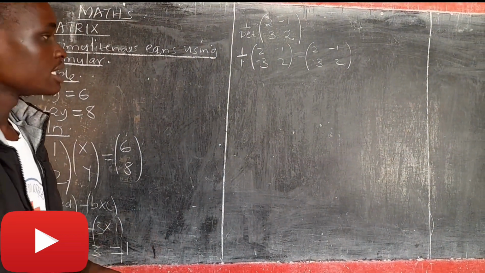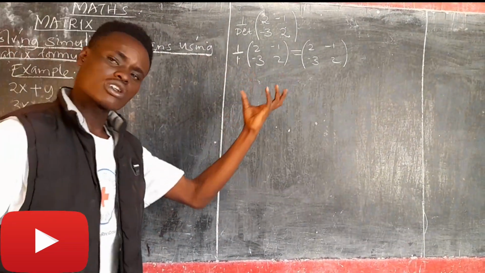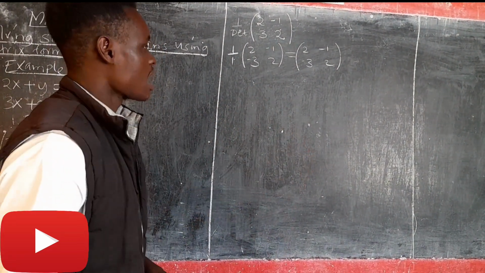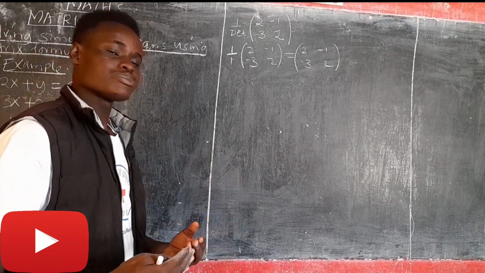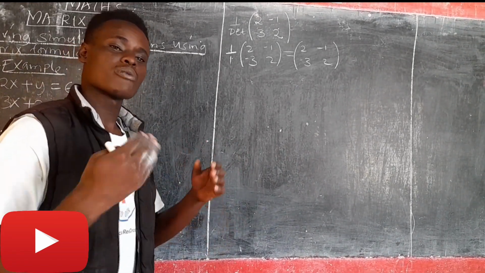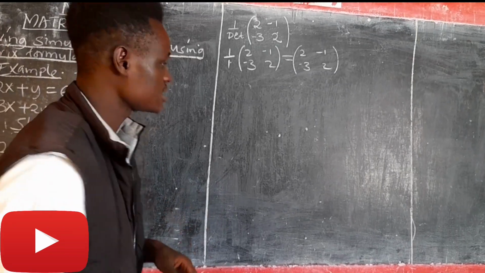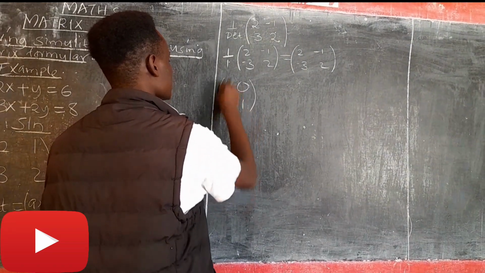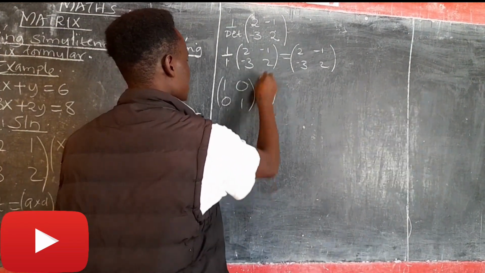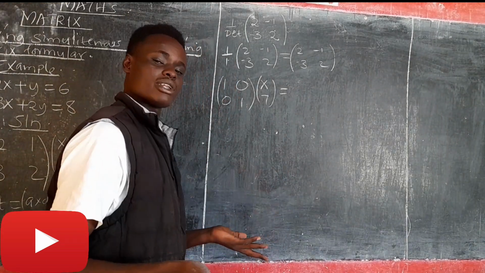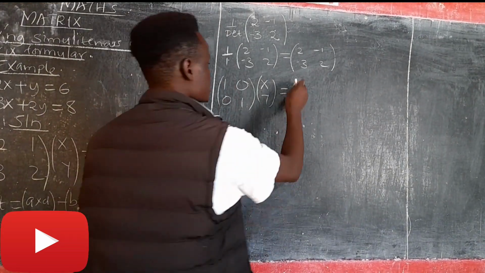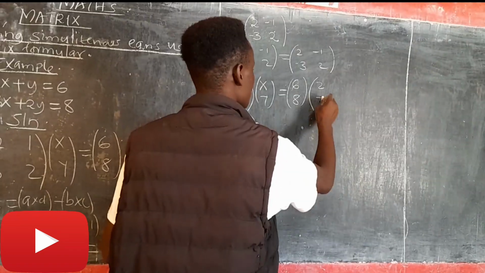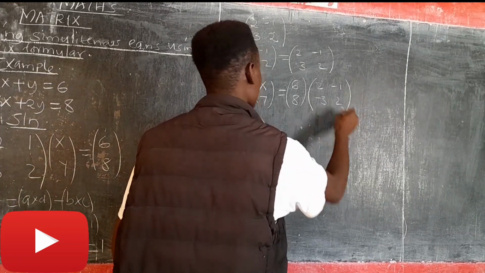So from there, the inverse we have gotten, we are going to multiply on both sides. That's the left side and the right side. And when you multiply an inverse with the original matrix, you get what? An identity matrix, which is 1, 0, 0, 1, which times x, y is equivalent to, since we have multiplied the inverse on both sides, 6, 8. Then we multiply with the inverse, which is 2, negative 3, negative 1, 2.